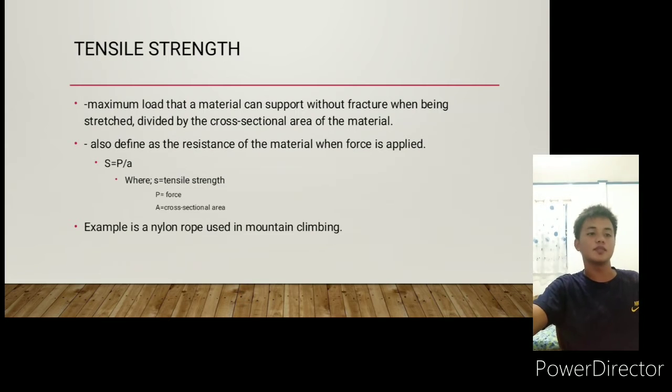Tensile strength. Tensile strength is defined as the maximum load that a material can support without fracture when being stretched, divided by the cross-sectional area of the material. It is also defined as the resistance of the material when force is applied. Tensile strength can be calculated using the formula S is equal to P over A, where S is the tensile strength, P is the force, and A is the cross-sectional area. One example of tensile strength is the nylon rope used in mountain climbing, because nylon rope cannot be easily broken or fractured when a large amount of force is applied.